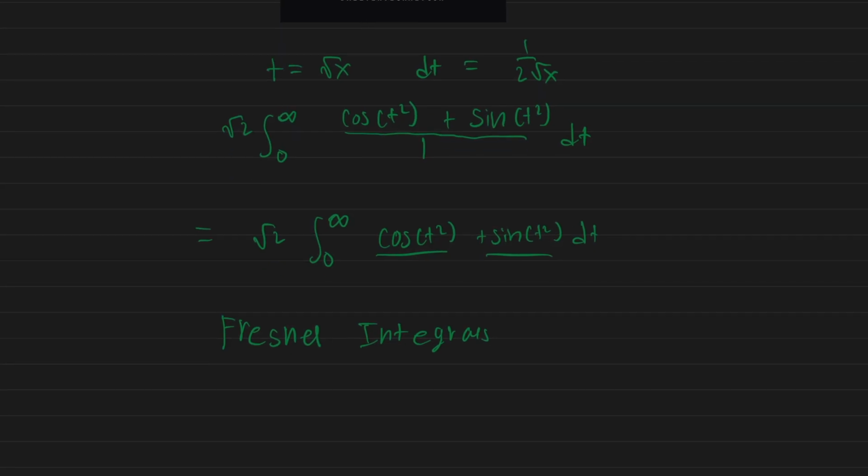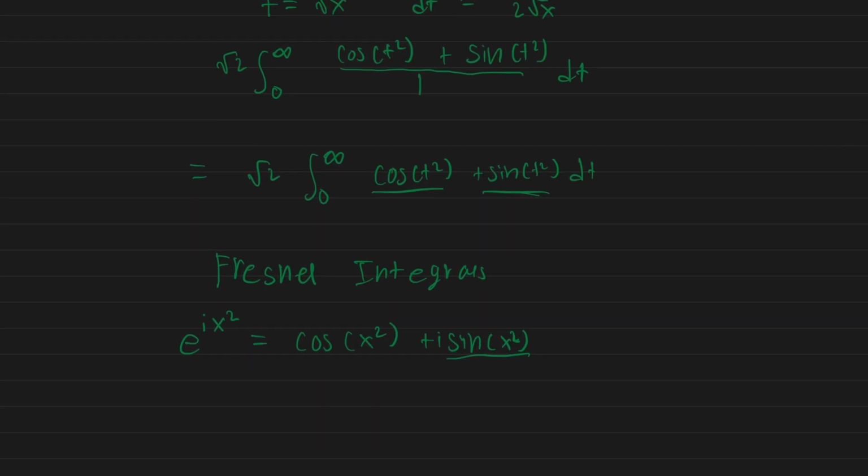So let's motivate our solution by first observing that e to the i x squared is equal to cosine of x squared plus i sine of x squared. So this is just Euler's formula, right? Instead of x, we put x squared. And notice that cosine of t squared, cosine of x squared, sine of t squared, sine of x squared. So instead what we're going to do is find the integral from 0 to infinity of e to the i x squared. But e to the i x squared, does that even converge?